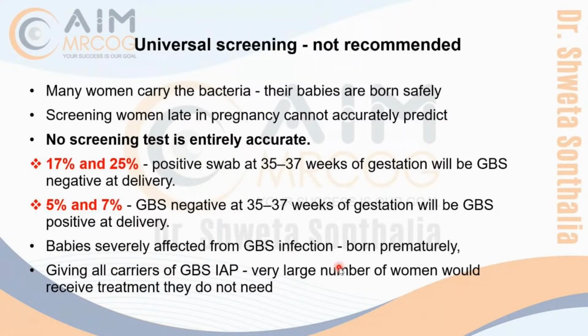For premature babies, definitely you cannot detect it by testing at 35 to 37 weeks. If you are giving intrapartum antibiotic prophylaxis to all the carriers, then a very large number of women are going to receive the treatment, and that is not cost-beneficial. So that's why they say that they will not screen for it, but prevent it by giving the antibiotic to suitable women.